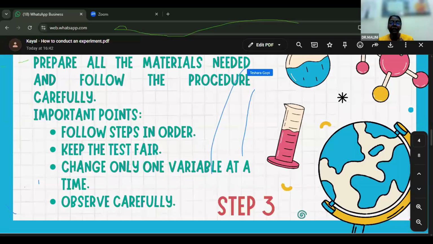So Teshara, copy, is it? Are you scribbling? Are you scribbling?